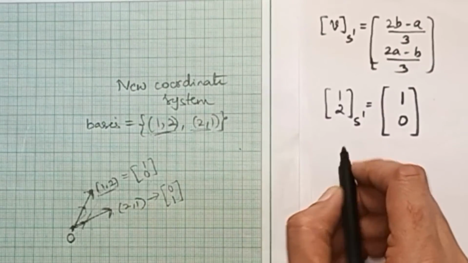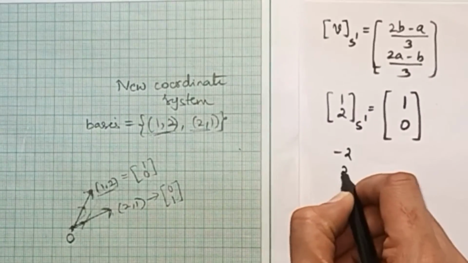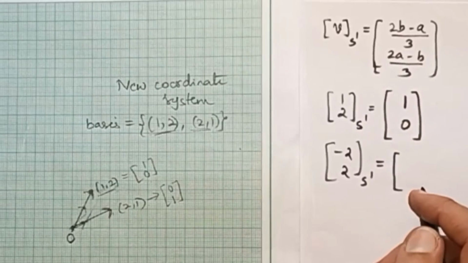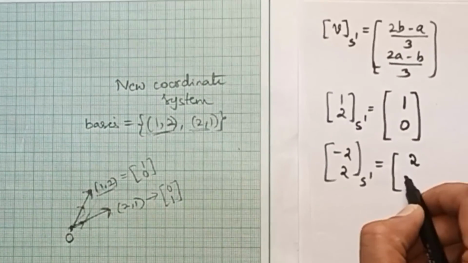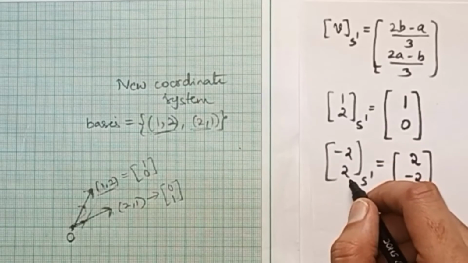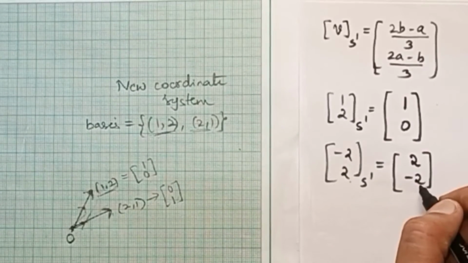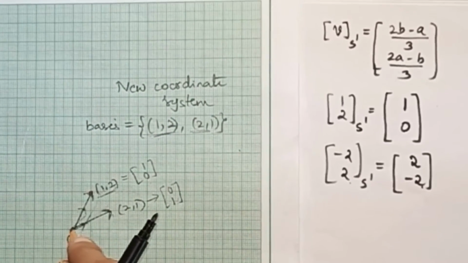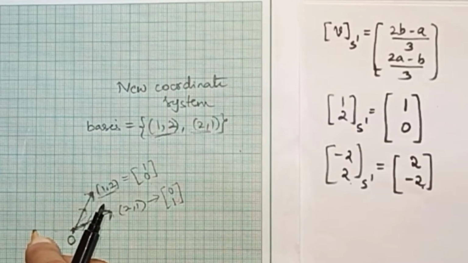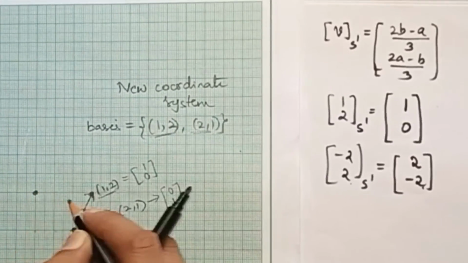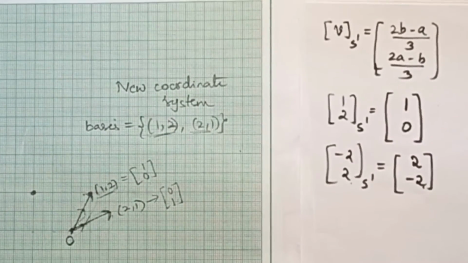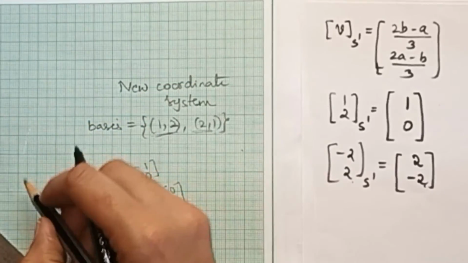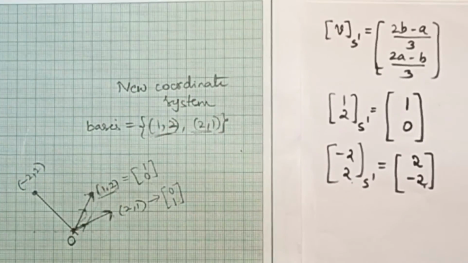Similarly, look here, suppose you take (-2, 2). This is (-2, 2) in our language. In this new language, (-2, 2) is called (2, -2). The coordinates of (-2, 2) with respect to the basis S' are (2, -2). So first plot where (-2, 2) comes. This is minus 1, minus 2, and 2, 1, 2, that is this position. So this position gives you (-2, 2) as per our coordinate system.